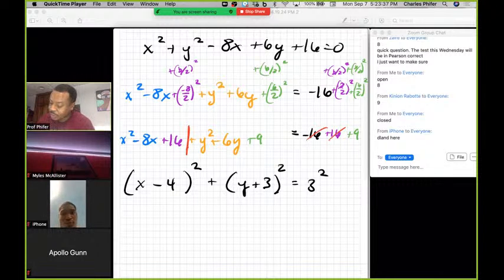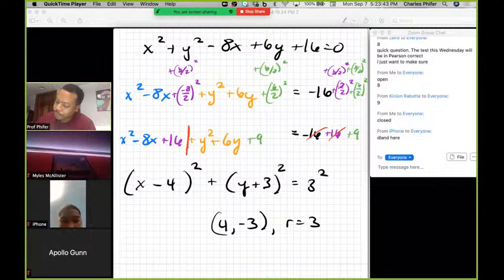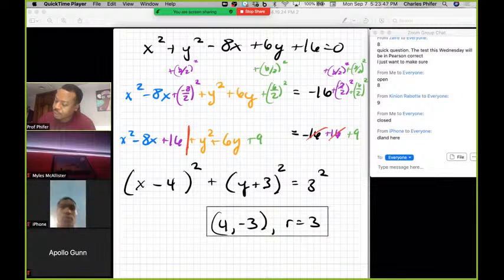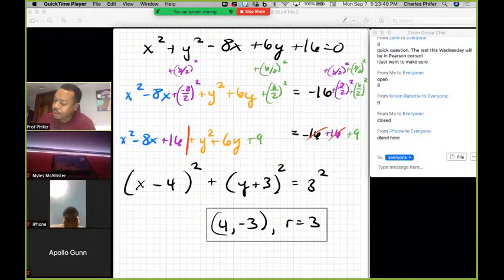So then we see that the center of the circle is 4, negative 3, and the radius is 3. Okay, this is the center and the radius of the circle that we found. So this was a demo on completing the square.